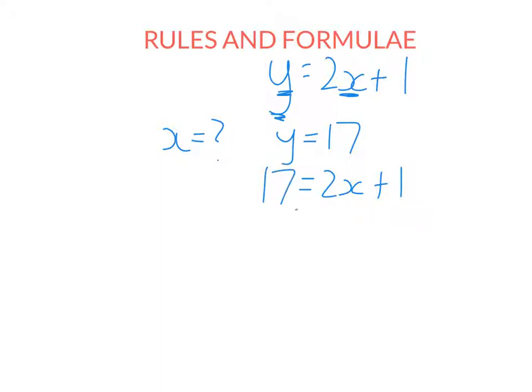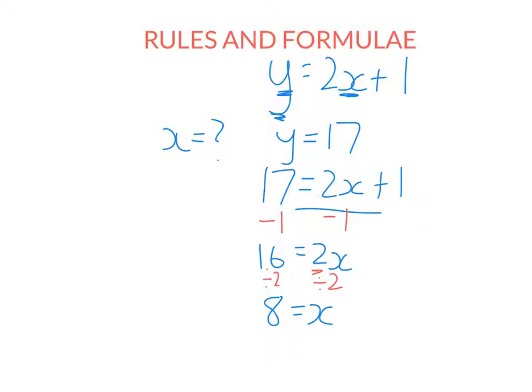Now I have an equation to solve. And you know how to do this. I'm going to subtract 1 from both sides to undo adding 1. Then I'm going to undo timesing by 2 by dividing each side by 2. I get 16 divided by 2, which is 8 equals x, or x equals 8. How easy is that? Let's look at another example.